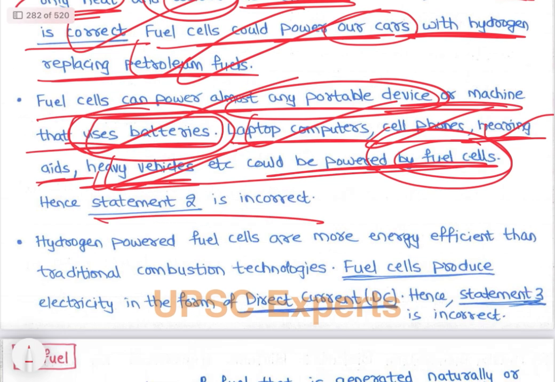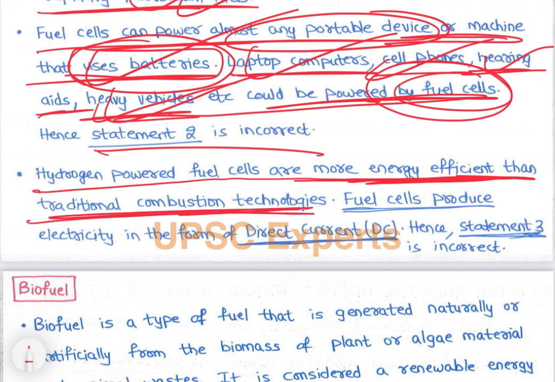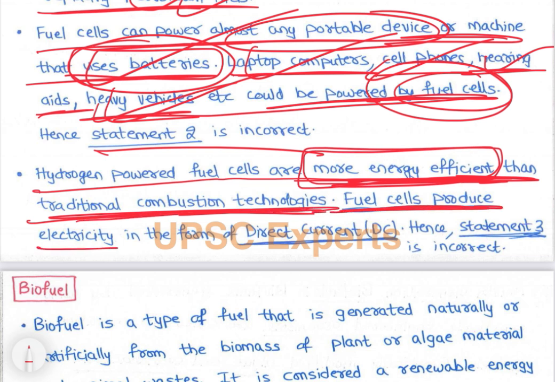That statement 2 is incorrect. Hydrogen powered fuel cells are more energy efficient than traditional combustion technologies. Fuel cells produce electricity in the form of direct current.